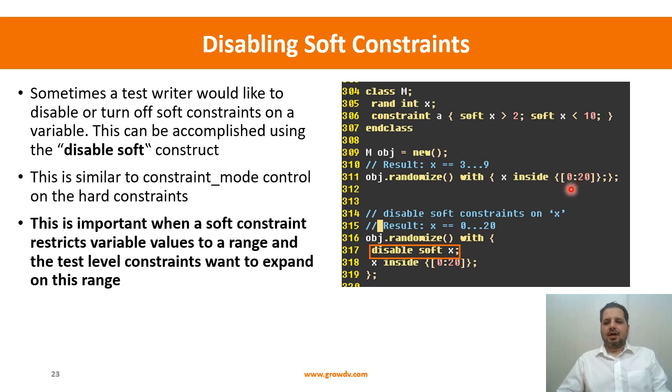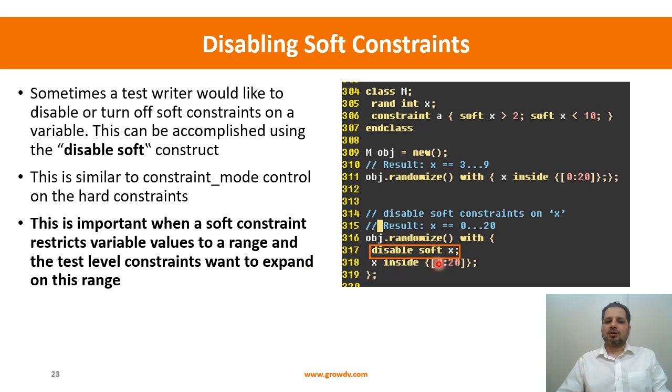Now what this means is that I want to generate numbers between 0 to 20, but as 3 to 9 is a part of 0 to 20, your constraint solver will respect or honor the soft constraint and it will generate only numbers between 3 to 9. But your requirement is that you want to expand the range beyond what has been specified by the soft constraint. So the key point is the soft constraint restricts the variable values to a range and the test level wants to expand this range. So this is a requirement. When you have this requirement, then you need to use disable soft x, the name of the variable on which the soft constraint was applied.